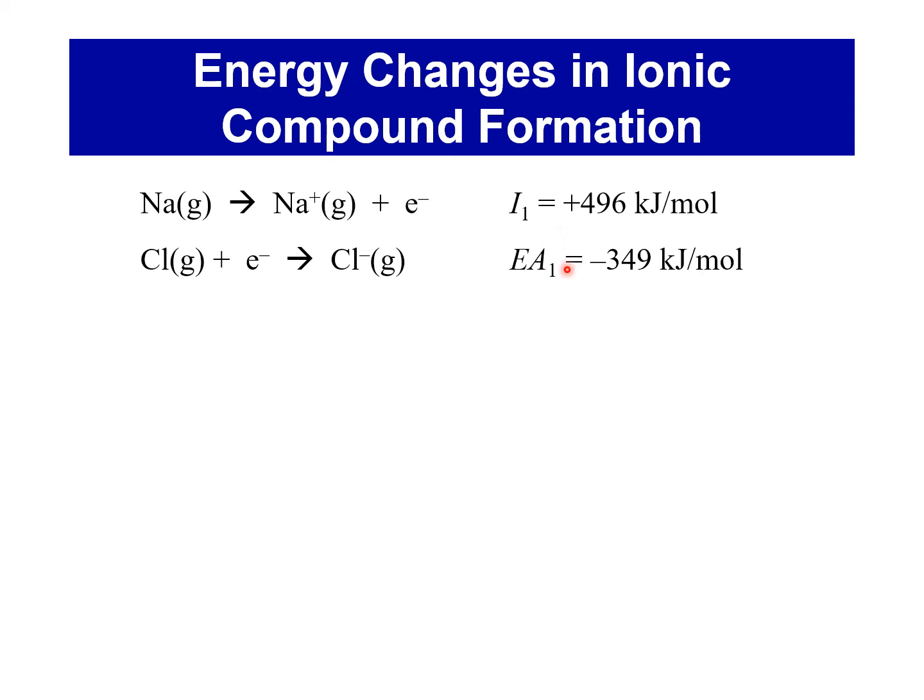But here's the problem. If you just add these two things up, you'll notice that you get a positive number. That is, the transfer of the electron from sodium losing the electron and chlorine gaining the electron is going to actually be a net positive process, which means it's unfavorable.